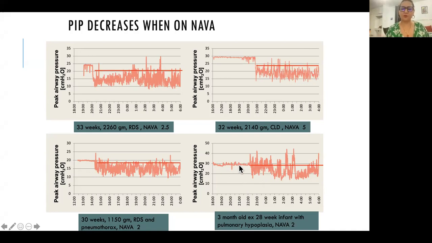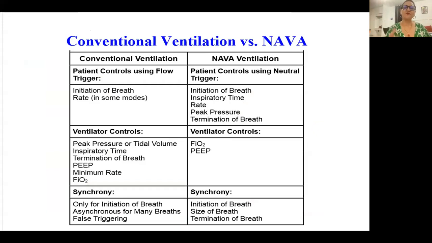From 30, the NAVA level came down, the pressure level came down to 28. So this is the beauty of NAVA. If you compare conventional ventilation versus NAVA, this is very important: in conventional ventilation, the patient controls using a flow trigger. So it is controlling only one thing in most of them, and that is initiation of breath. And in some of them, like in assist control and in pressure support, even the rate. However, the NAVA patient controls using the neural trigger, and it controls everything: initiation of breath, inspiratory time, rate, PIP, and termination of breath.